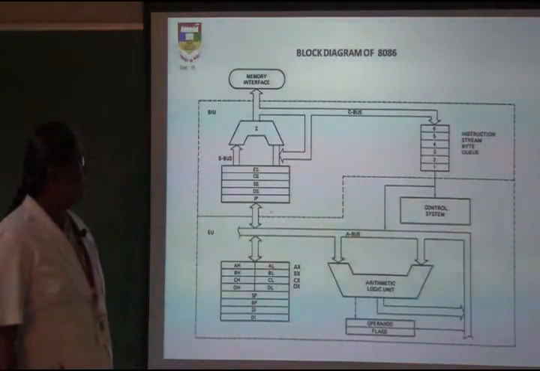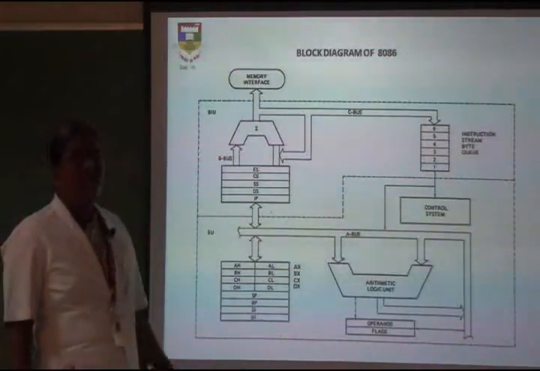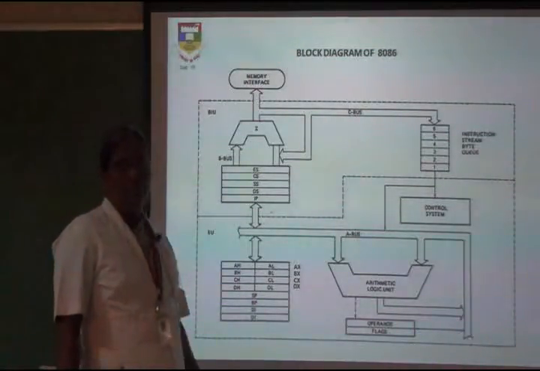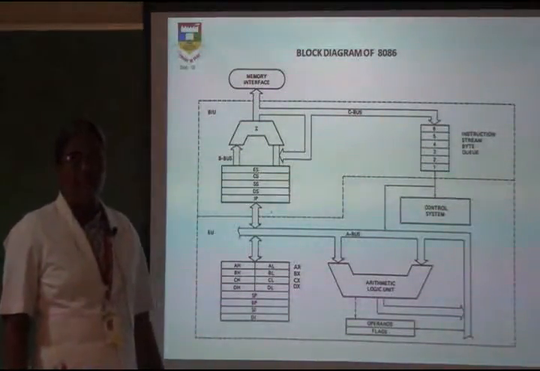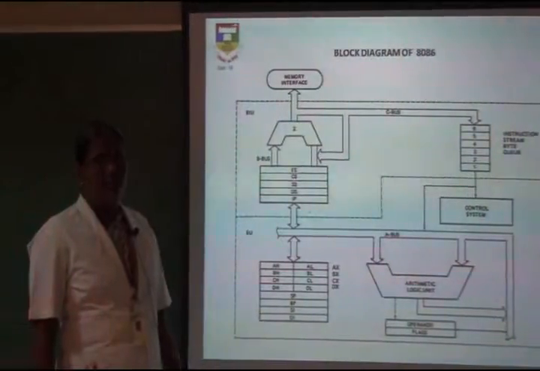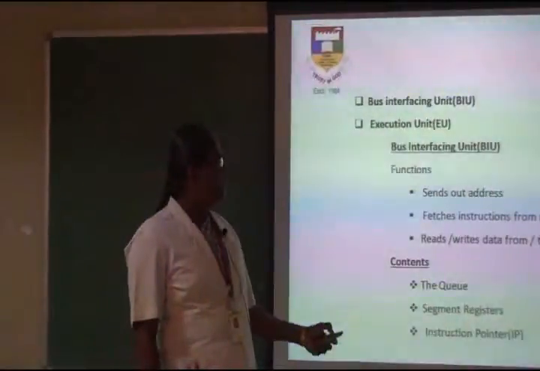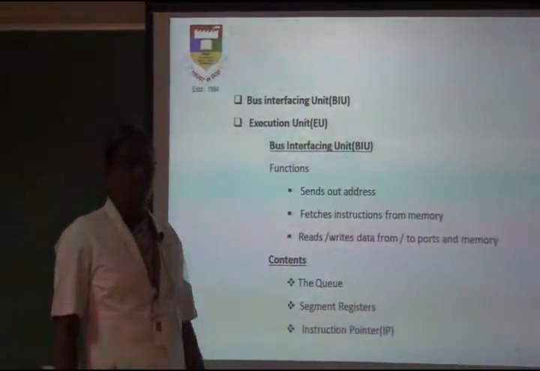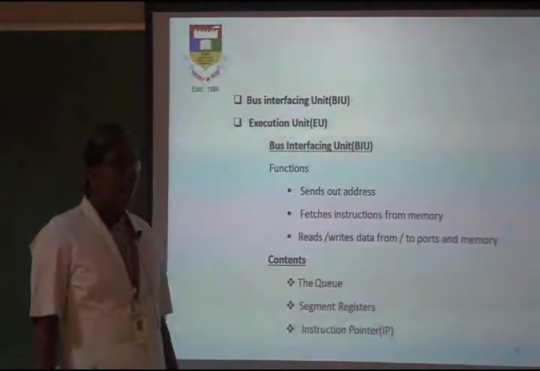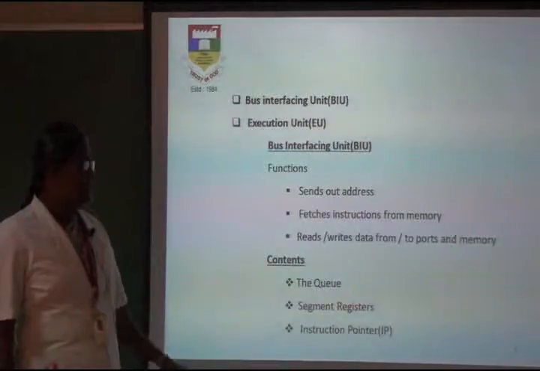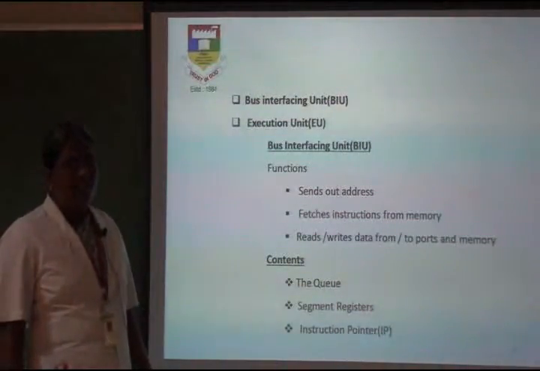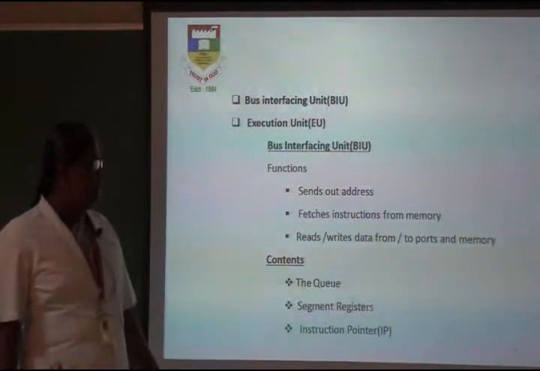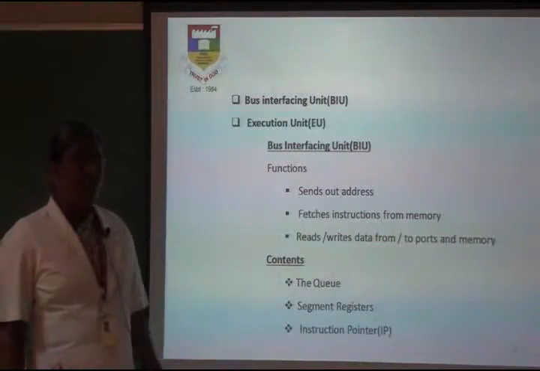Then this is the block diagram of 8086. It consists of two parts. One is the bus interfacing unit, another one is the execution unit. The function of the bus interfacing unit is that it sends out the address and fetches the data or instructions from the memory, and reads data from the ports and memory.